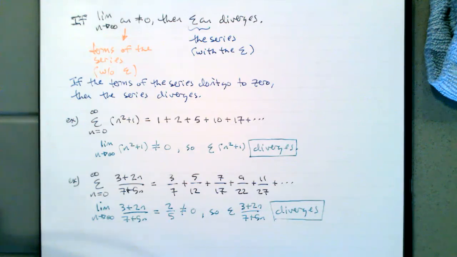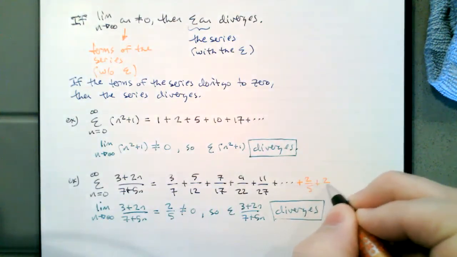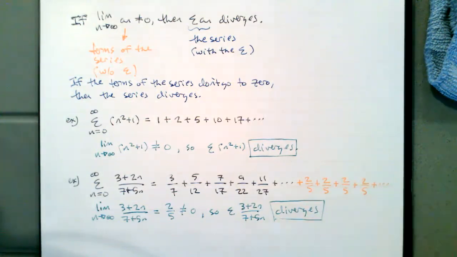If we think about what's going on when we say that the limit of the terms is 2/5 and not 0, what this sum eventually looks like is a bunch of things that are very close to 2/5. So in the long run, this looks like plus 2/5 plus 2/5 plus 2/5 plus 2/5, and so on. For large values of n, this is what the series looks like. And we keep adding to the sum some positive amount that's not close to 0. And so the sum is just going to keep going.